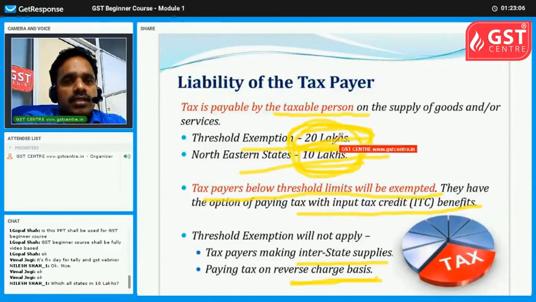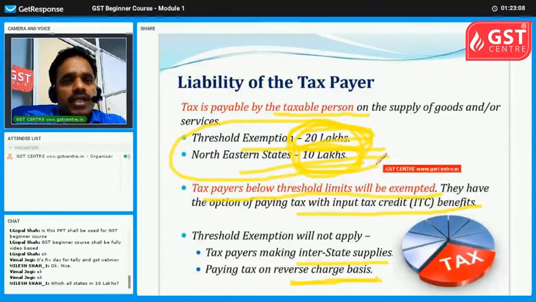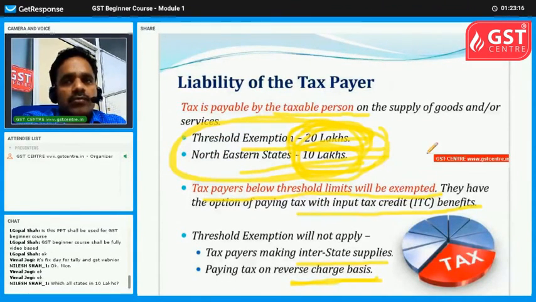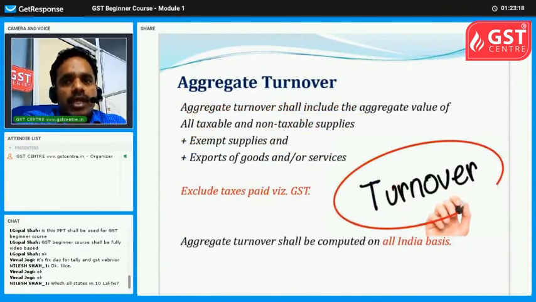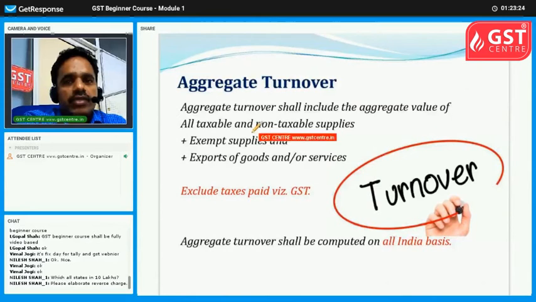And on the next slide, we have to understand the meaning of aggregate turnover. We have learned that 20 lakhs and 10 lakhs apply to the aggregate turnover. What do you mean by aggregate turnover, and how to calculate it? This aggregate turnover shall include the aggregate value of all taxable and non-taxable supplies, exempt supplies and exports of goods or services.